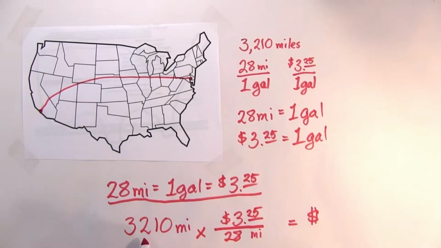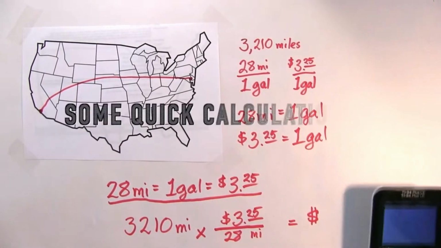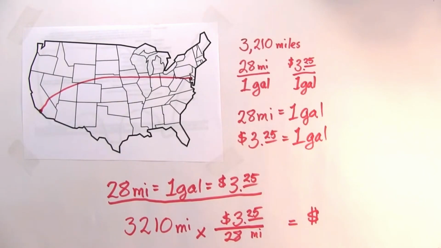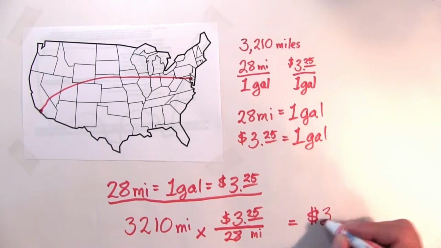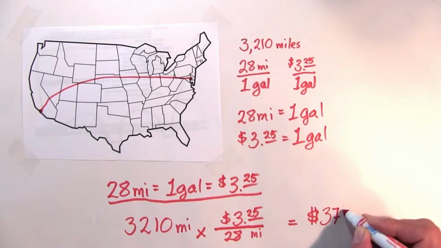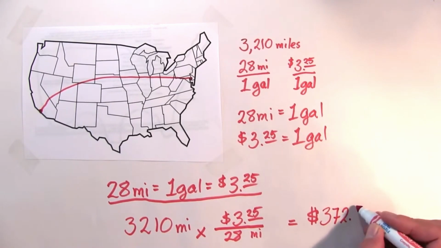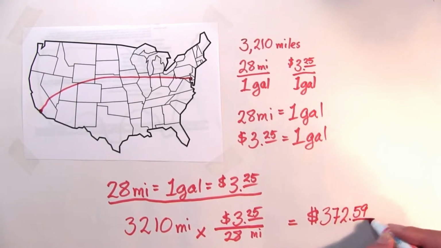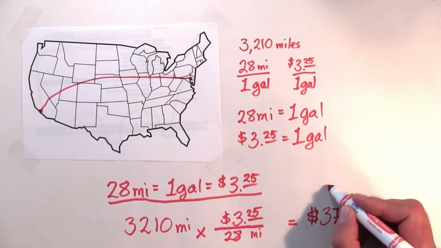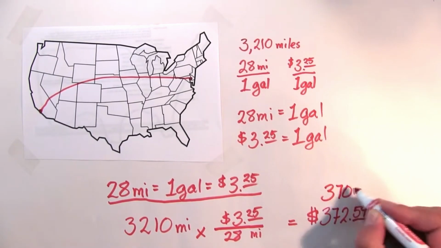So now to do the math, I would take 3,210 times $3.25 divided by 28, and I will get, I don't know, I need a calculator. $372.60. $372.59. Now, if we round that off according to significant figures, we would probably just call that $370 about.